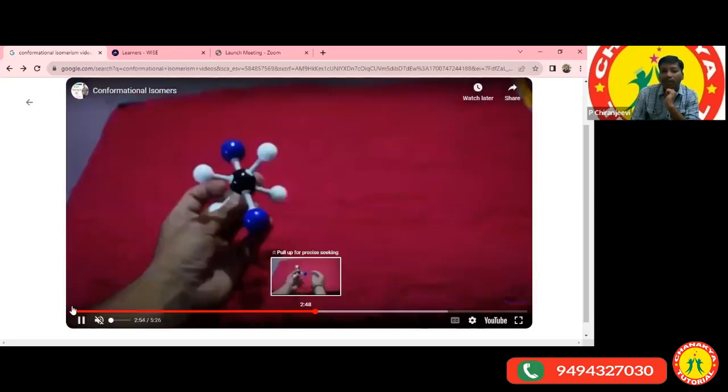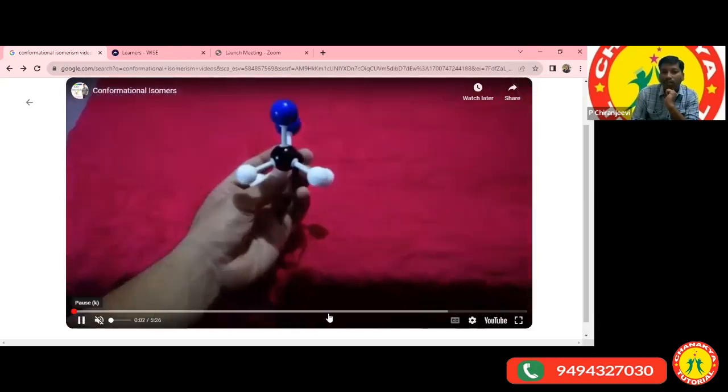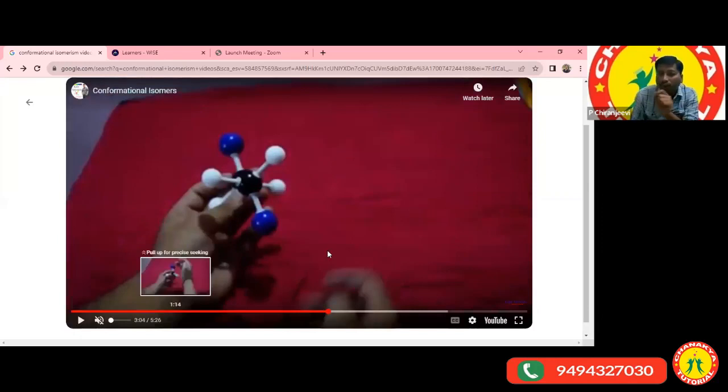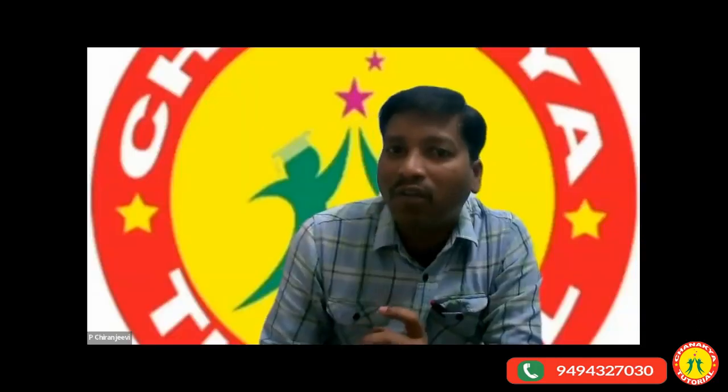Now let's see. After rotating one more, sorry. Let us see. If you rotate one more 60 degrees, the two blue colors are exactly present in the opposite direction. They are present exactly opposite. So whenever they rotate by 60 degrees, we get new structures. All those new structures we can call conformers.